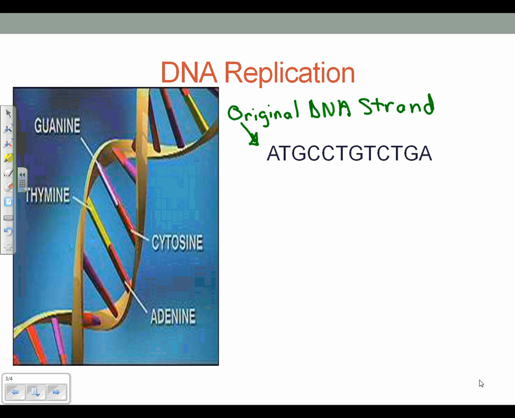Okay, so now we have to come up with our complementary strand. So we have A, which pairs with T, T pairs with A, G with C, C with G, C with G, T with A, G with C, T with A, C with G, T with A, G with C, and A with T. So the blue will represent our complementary strand.